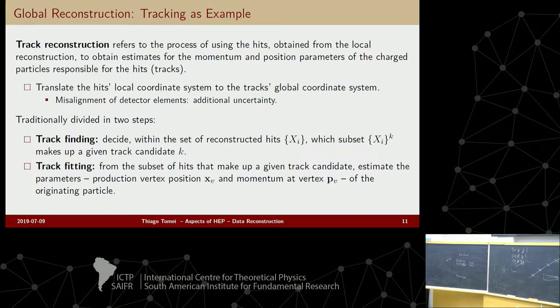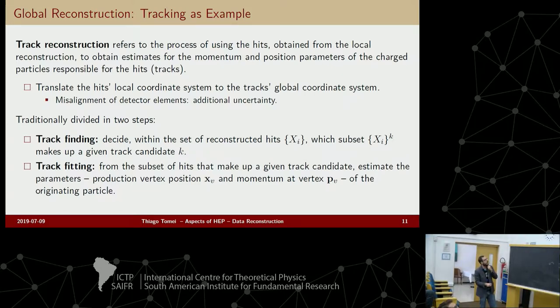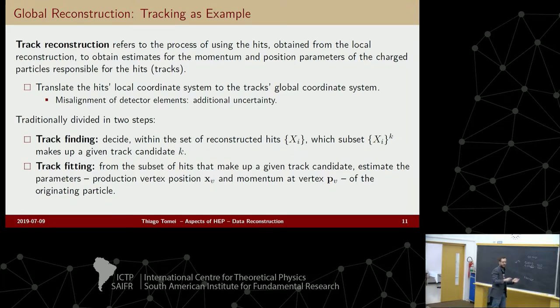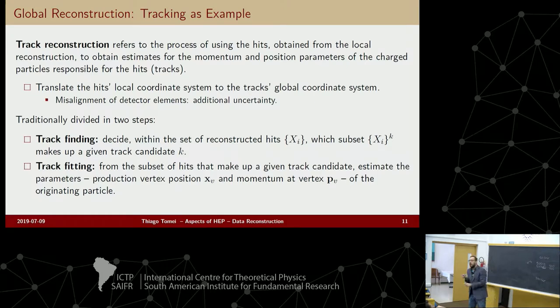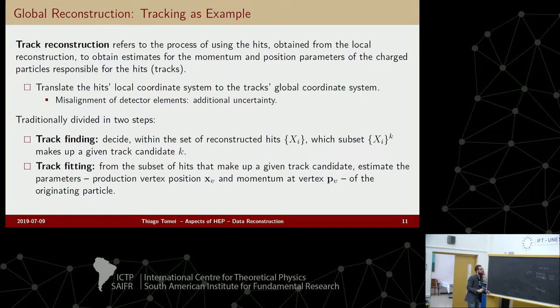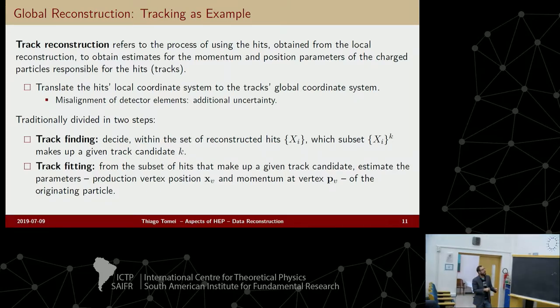First, track finding. You have a set of hits, all the hits in the detector, and you ask yourself the question, which subset actually makes a track? You have a billion hits, but let's say 10 of them are actually one track, 10 may be another, another 11 may be another. And you don't know how many tracks, and you don't know how many hits are supposed to be in each track. So first you have to find a track. Second, given that you find a track, then you have to estimate the parameters, where the particle came from, and what momentum it had.